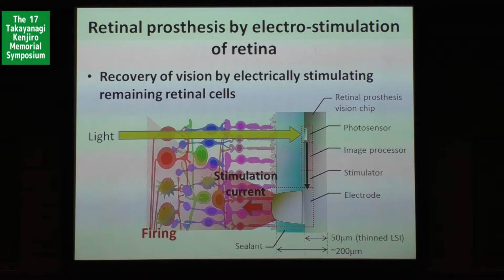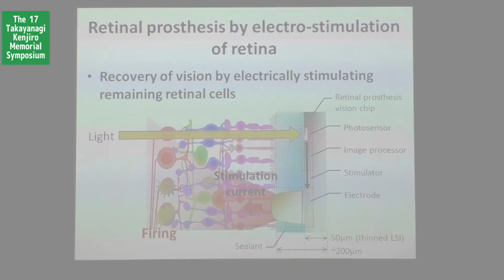There are remaining retinal cells like this. In some diseases, not all the cells die, and there are remaining cells. We can evoke some visual sensation by stimulating some of them. So this is the basic idea of retinal prosthesis, called the subretinal implant.